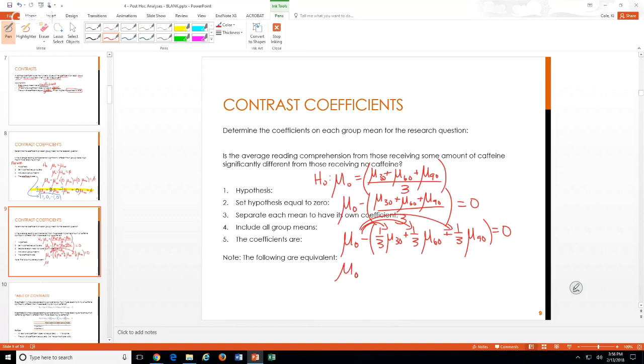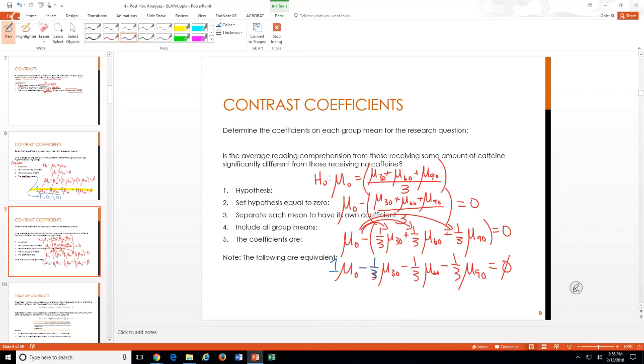So we'll have mu sub 0 minus 1/3 mu 30 minus 1/3 mu 60 minus 1/3 mu 90 equals 0. Have I included all of my group means? Yeah. Now what is the coefficient on mu 0? 1. On 30? Negative 1/3.